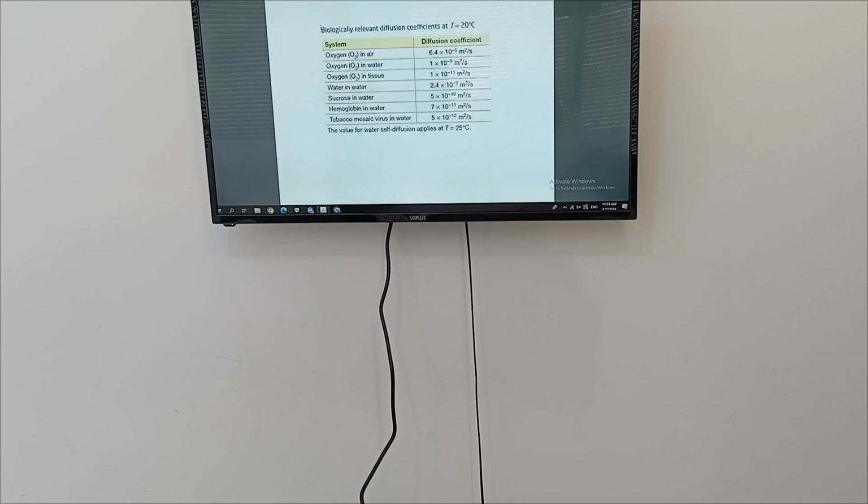We have here biologically relevant diffusion coefficients at a temperature of 20 centigrade. You have oxygen in three states, in air and water and in tissues. You have diffusion of water in water, sucrose in water, hemoglobin in water, and tobacco mosaic virus in water.